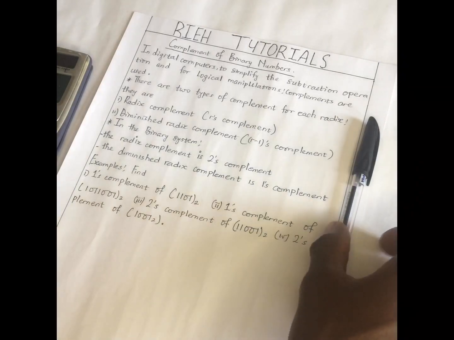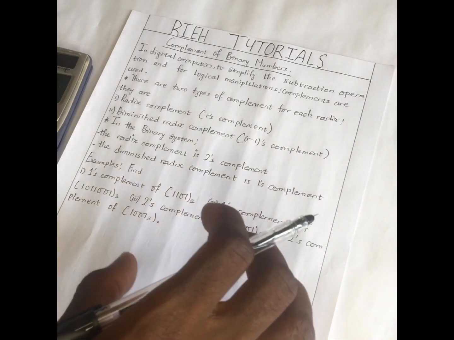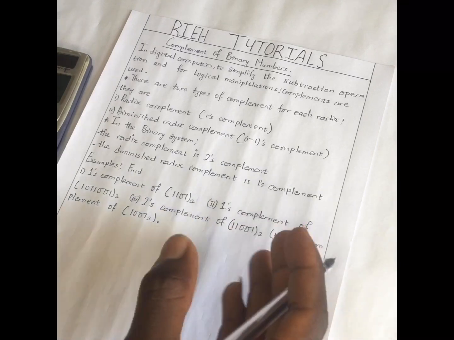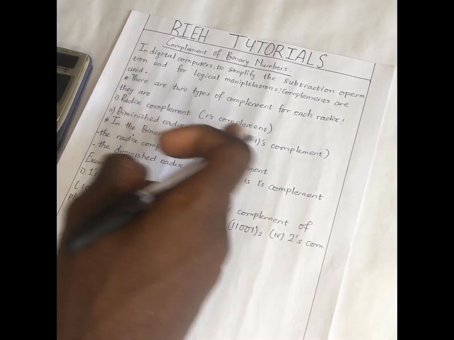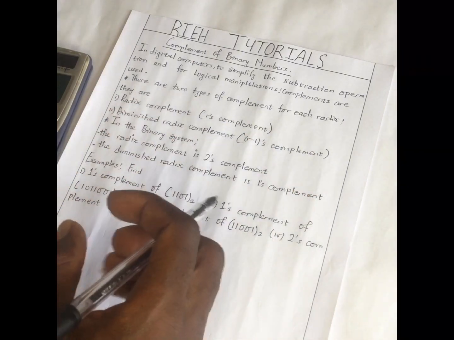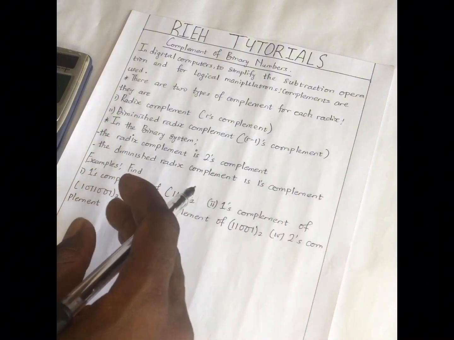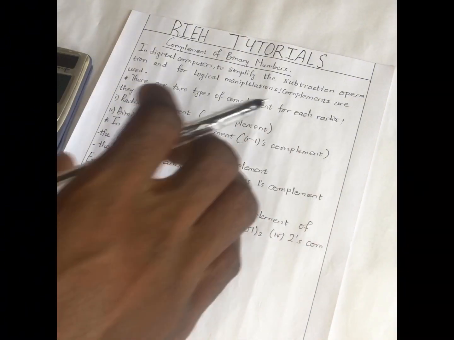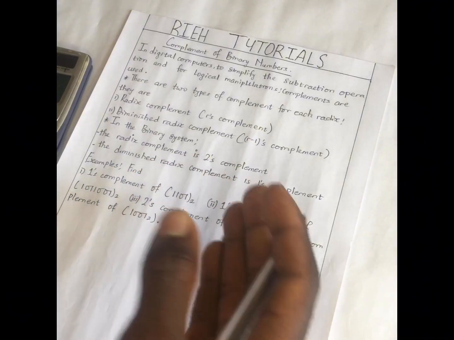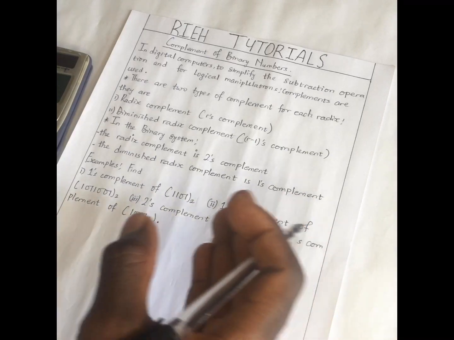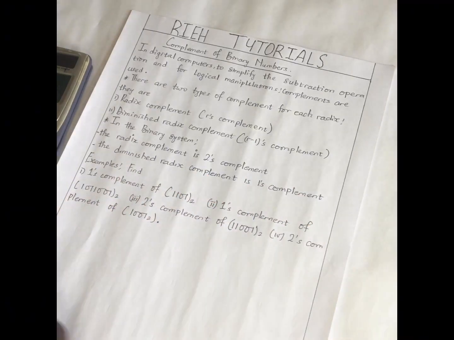Basically, there are two types of complements for each radix: the radix complement and the diminished radix complement. The radix complement can be written as the r's complement, and the diminished radix complement can be written as the (r minus 1)'s complement. In this video, we're looking basically into the binary system. So the radix complement in the binary system is known as the 2's complement, while the diminished radix complement in the binary system is known as the 1's complement. We'll be picking examples, finding the 1's complement, and also the 2's complement. So let's proceed.